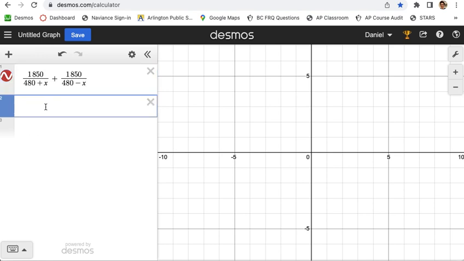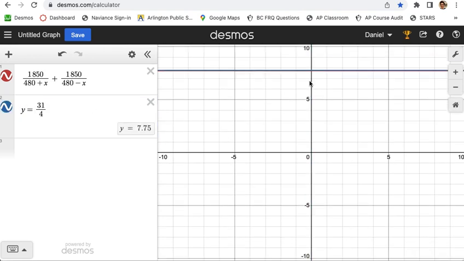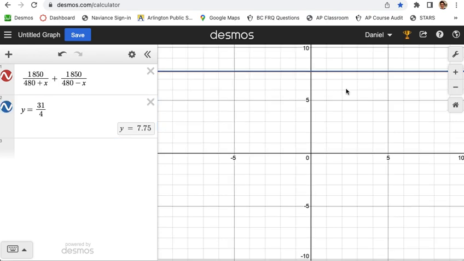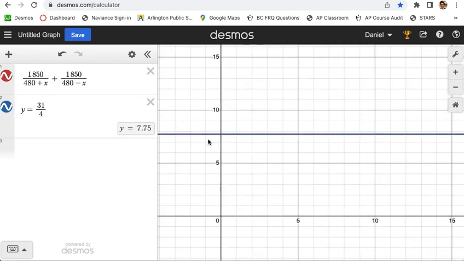What I want to know is, when does that equal 7 3/4? So what I'm going to do is, instead of just graphing 31 over 4, if I graph y equals 31 over 4, there'll now be a line at 31 over 4. And what I want to know is, what does x need to be? What does the wind speed need to be in order for this graph, which represents the total time it takes to fly the round trip, depending on what the wind speed is, to reach 31 over 4?